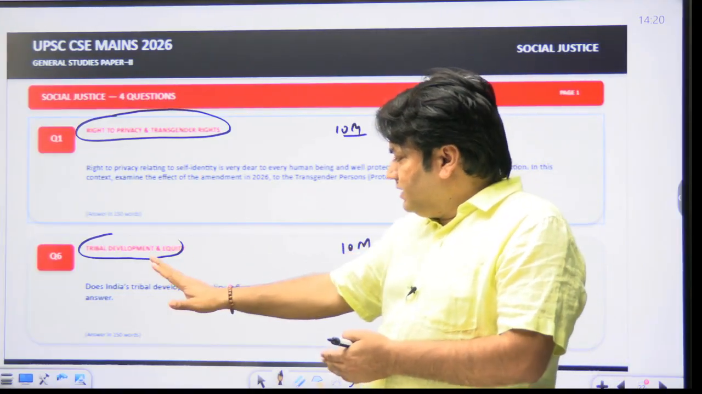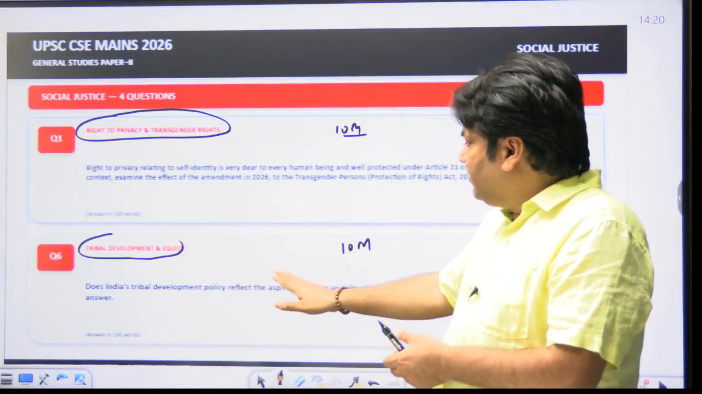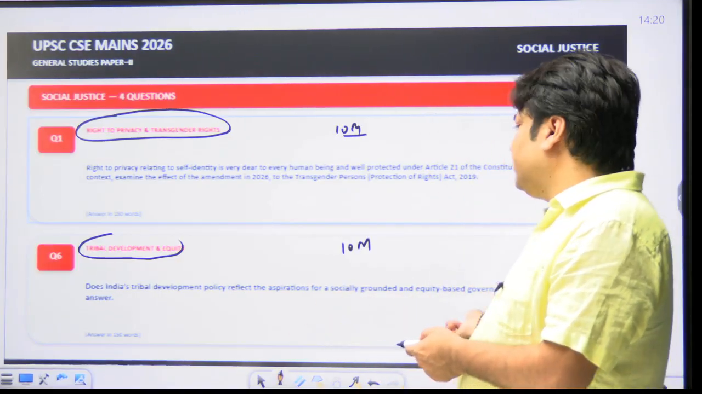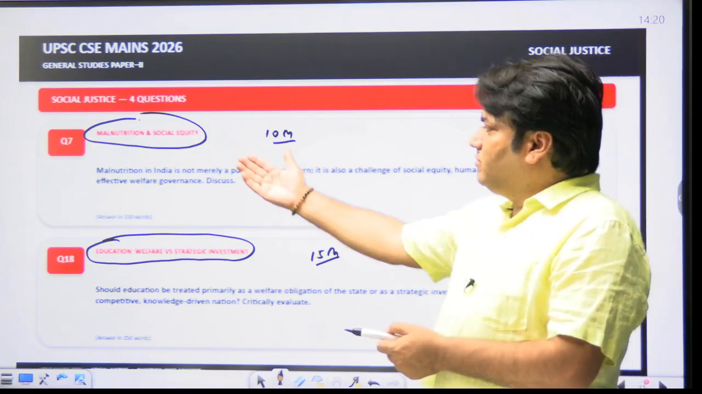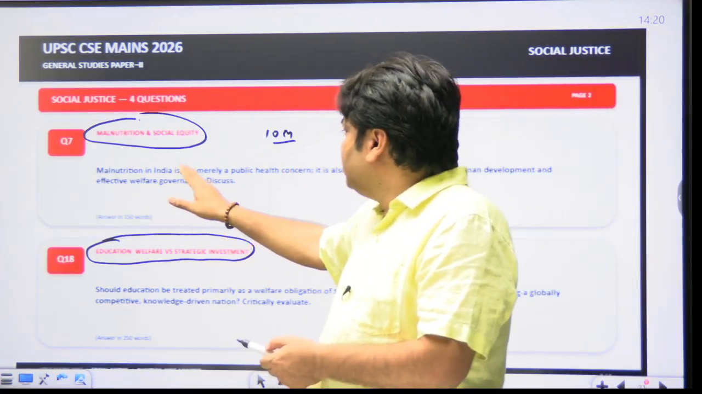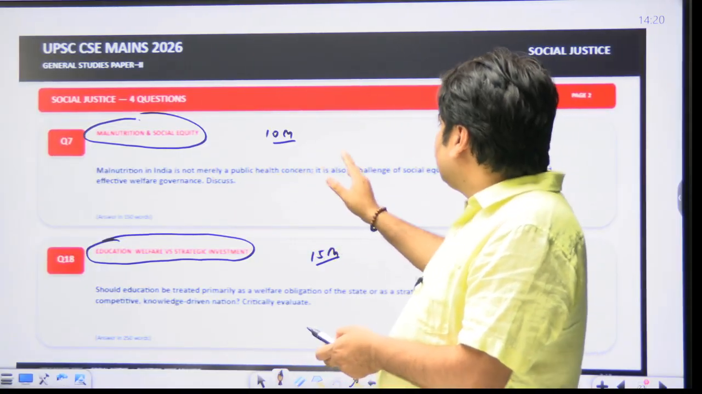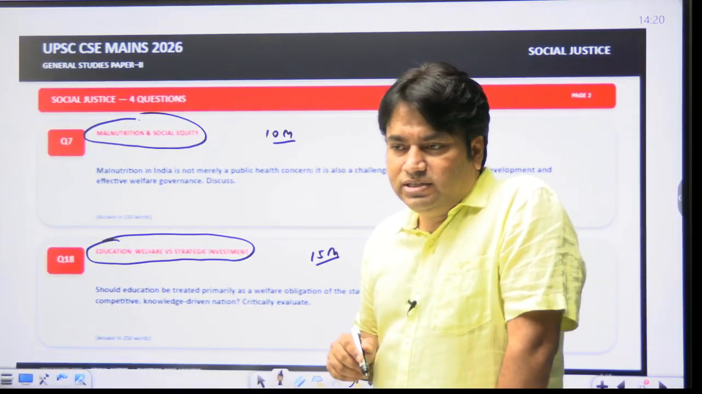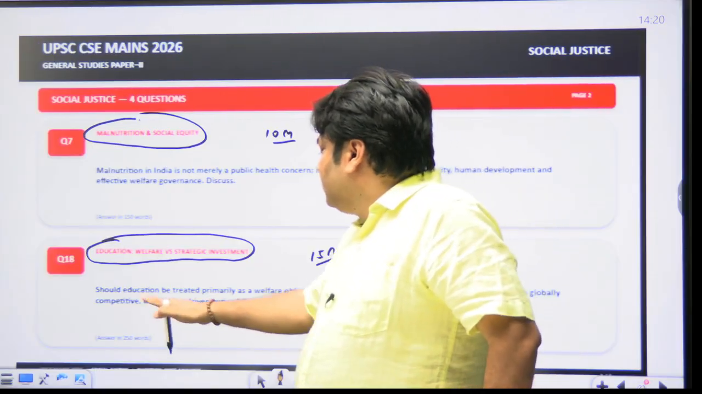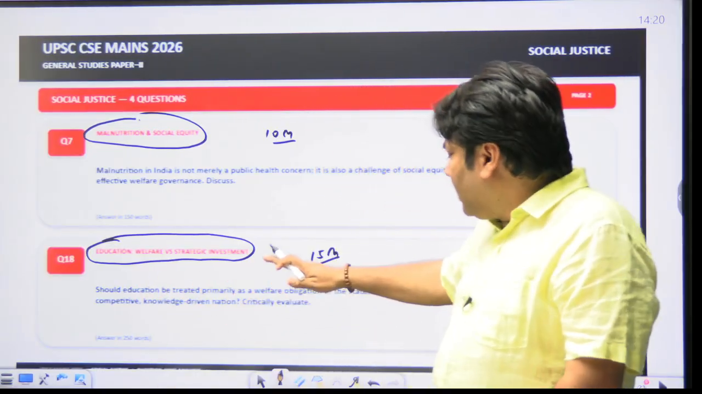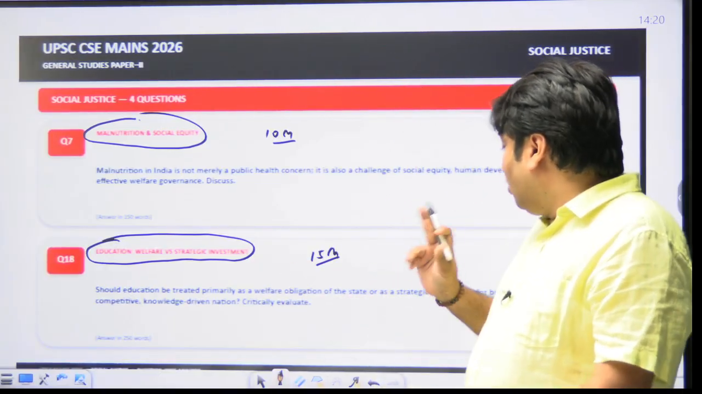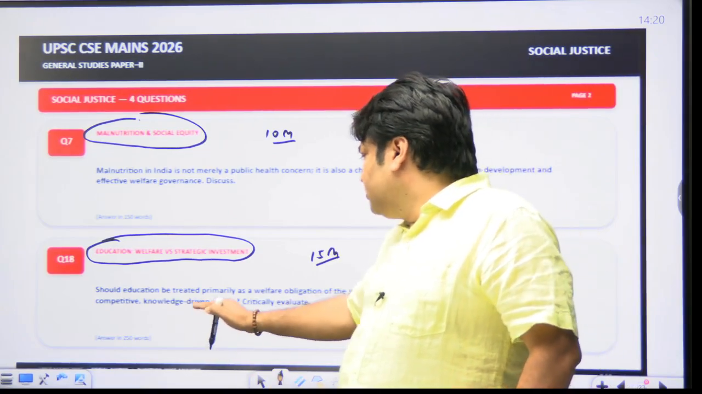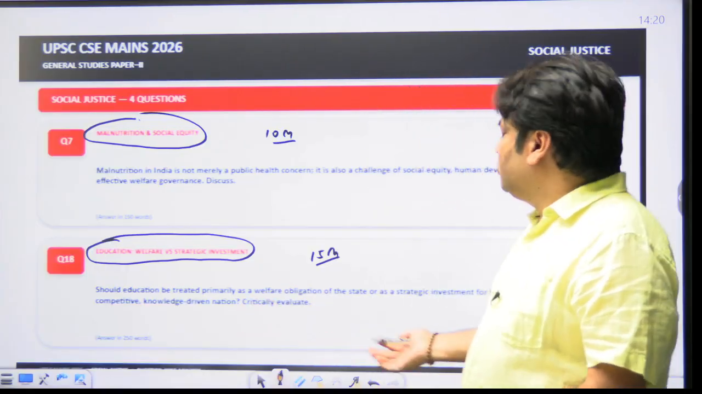And question number 6 is asking that, does India's tribal development policy reflect the aspirations of a socially grounded and equity-based governance? Justify your answer. Question number 7 is asking that malnutrition in India is not merely a public health concern, it is also a challenge of social equity, human development and effective welfare governance. Discuss. Question number 18 is asking that, should education be treated primarily as a welfare obligation of the state or should it be treated as a strategic investment for building a globally competitive, knowledge-driven nation? Critically evaluate. So these are the 4 questions.